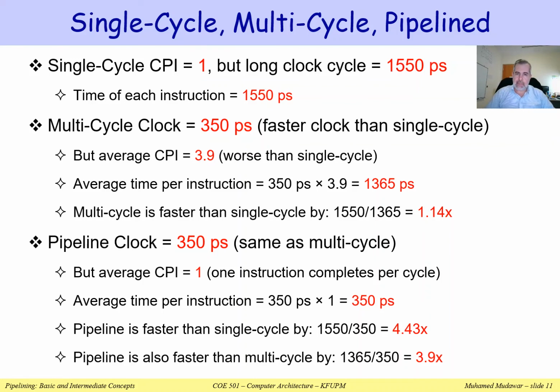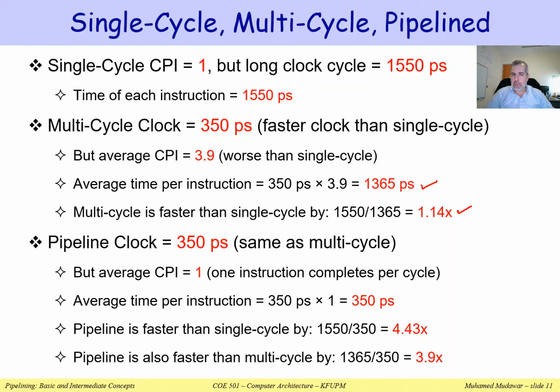So if you multiply 350 by 3.9, you get this number here, 1,365 picoseconds. That's better than the single cycle. It's better than 1,550 picoseconds. If you divide, you get 1.14x. In other words, the multi-cycle is faster than the single cycle by this factor. It's 14% faster than the single cycle.